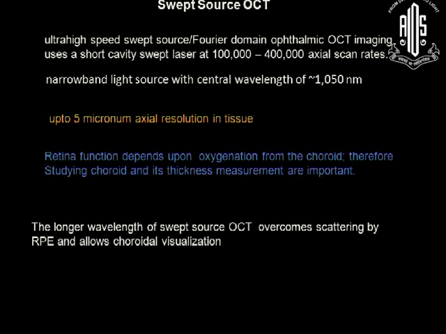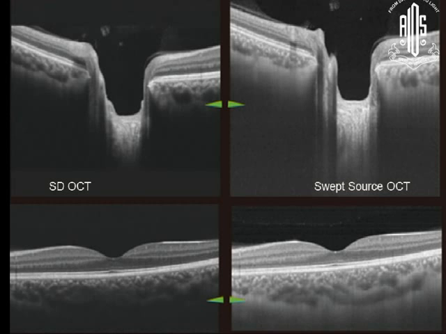So we moved on to the next technology, which is the swept source OCT. It's an ultra-high-speed swept source Fourier domain, which of course has good resolution, 5 micron, which can go deeper, and that is the basic advantage. Now, these here are the images of the spectral domain OCT, and these are the swept source OCT.